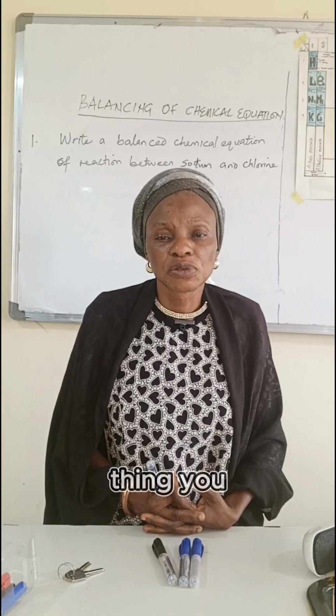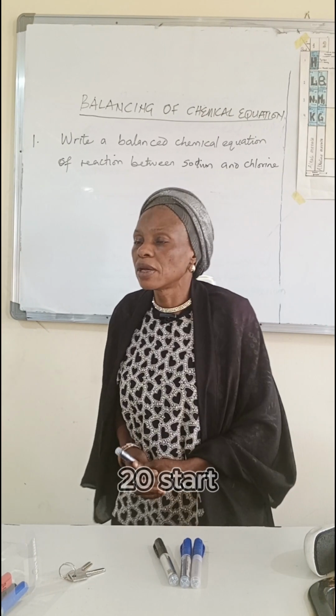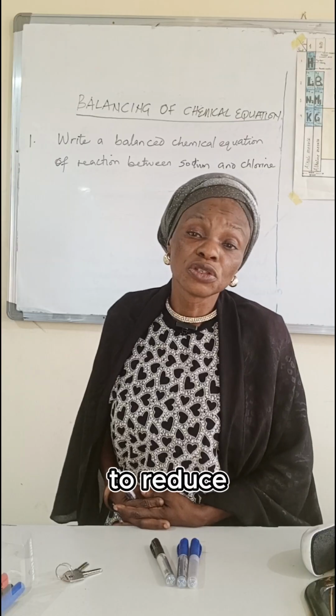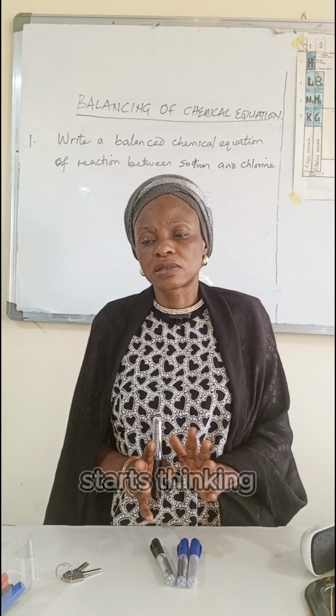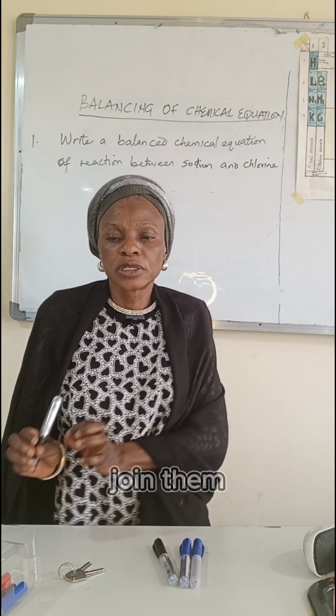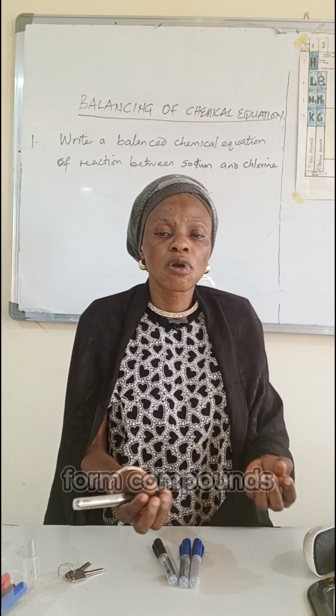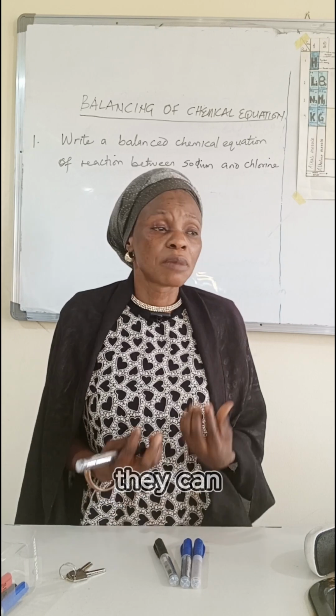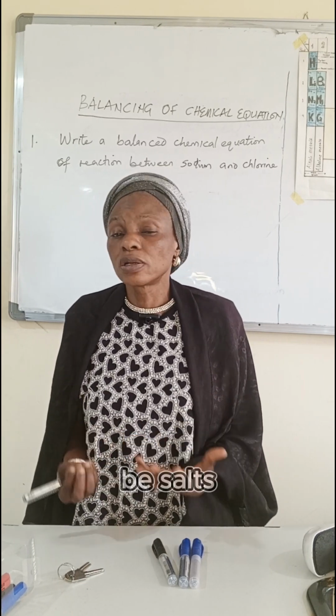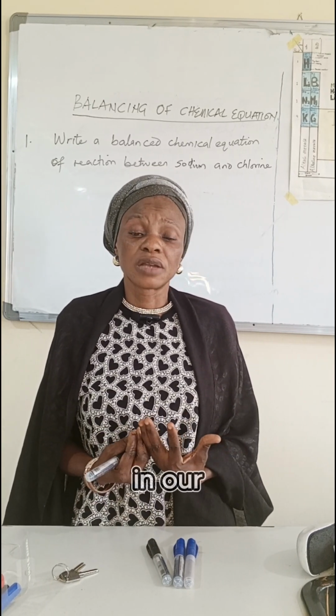The first thing, you know, the first 20 elements, from hydrogen to calcium. Having known those 20 elements, you now start thinking of how you can join them together so that they can form compounds. Compounds are actually useful products. They can be chemicals, they can be salts, they can be anything we use in our daily lives.